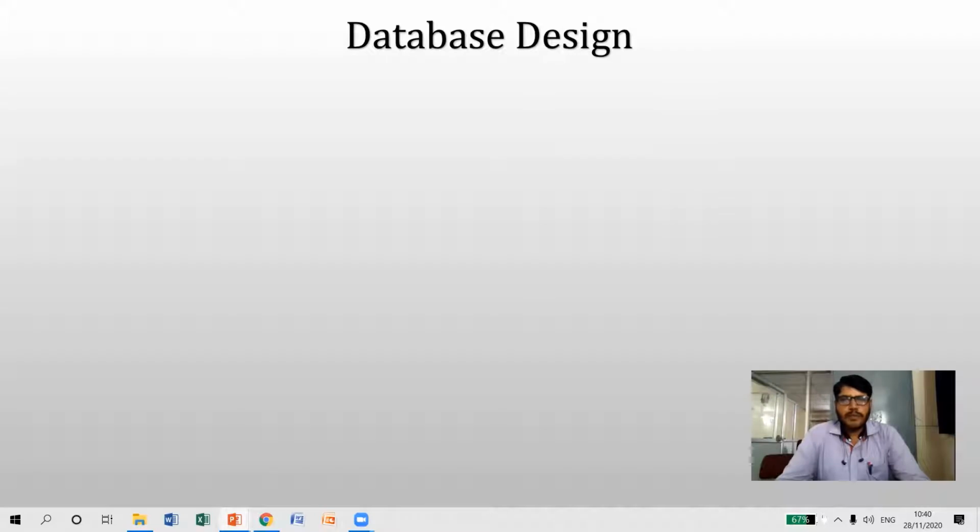In today's session, we will be learning what are the steps involved in database design. Normally, during software development, we are going to follow different phases. The first phase will be the system study, feasibility study, later on system analysis, later on system design, after this coding, testing, implementation and maintenance.